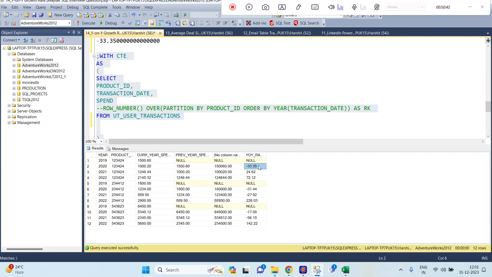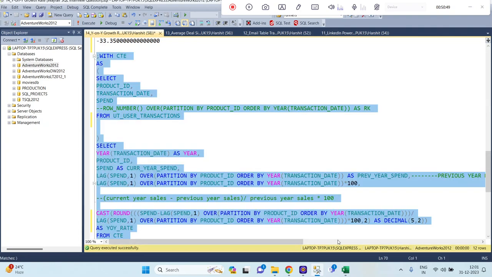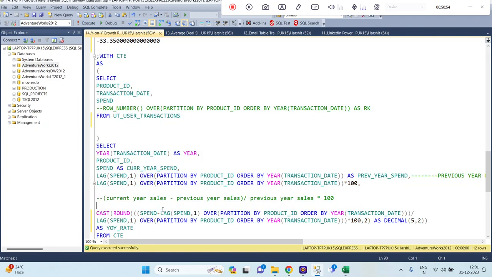We cast it into decimal, but what was the previous format? Actually, the previous format is also decimal only. But there are so many zeros coming, right? We want to remove those zeros, and we want only 2 digits. So that is why we are casting into decimal again. Okay, got it, sir.